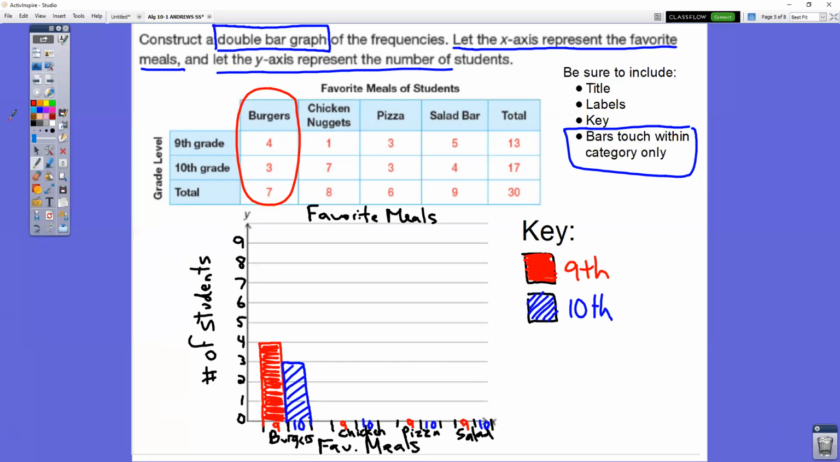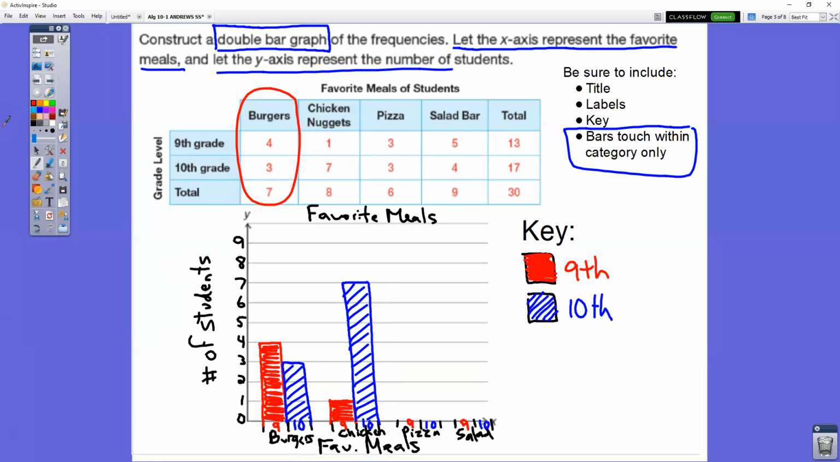So 9th grade chicken nuggets, there was 1. So 9th grade chicken nuggets, I'm just going to draw a little tiny bar like that. 10th grade chicken nuggets, there were 7. So 10th grade chicken nuggets, I'm going to go all the way up to 7 and make it striped. And again, if you chose to do dots or something like that, you're more than welcome to do whatever you want, as long as you're consistent.